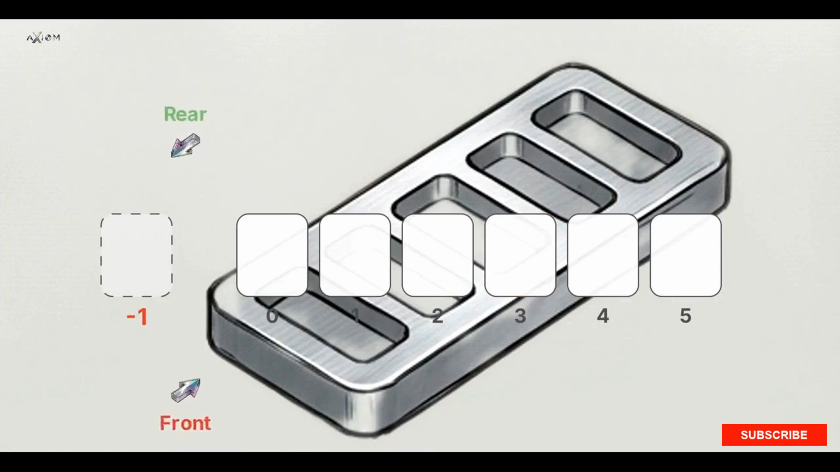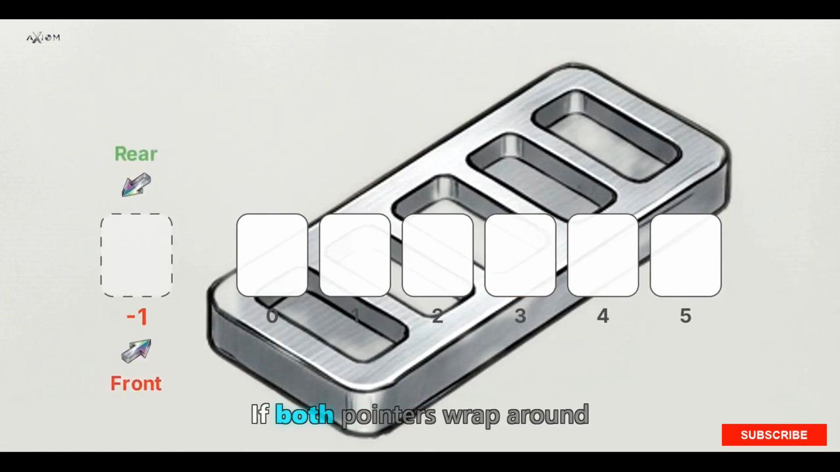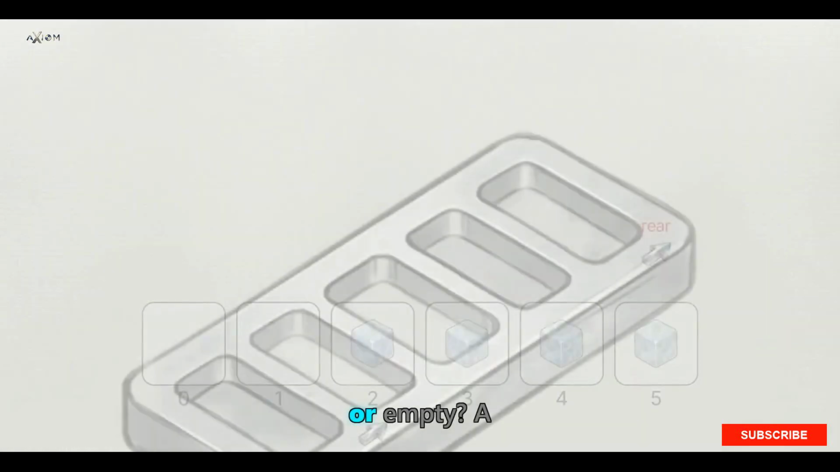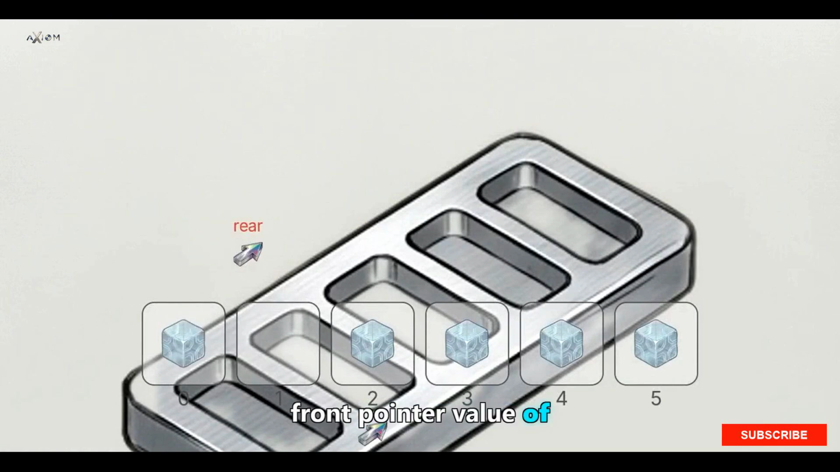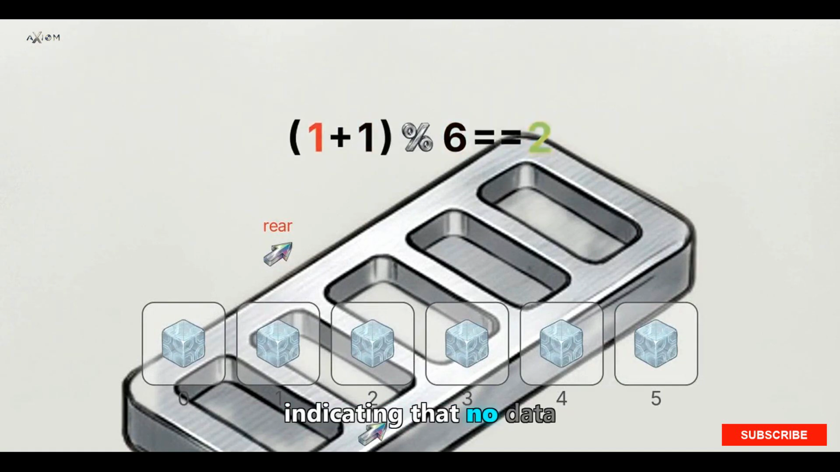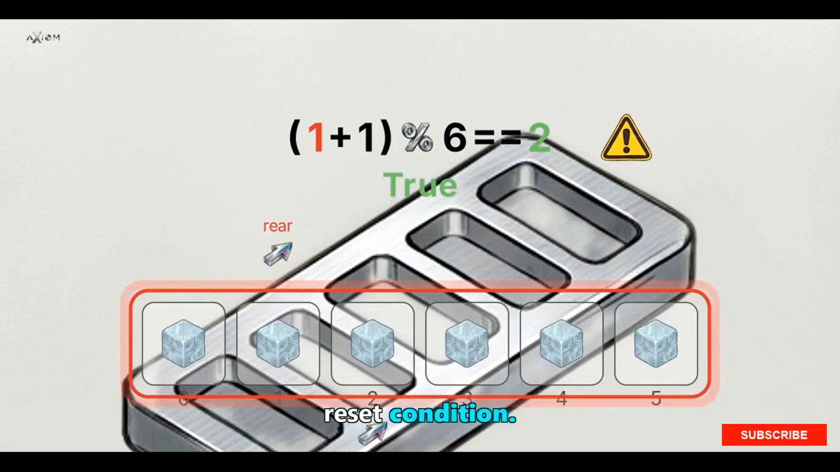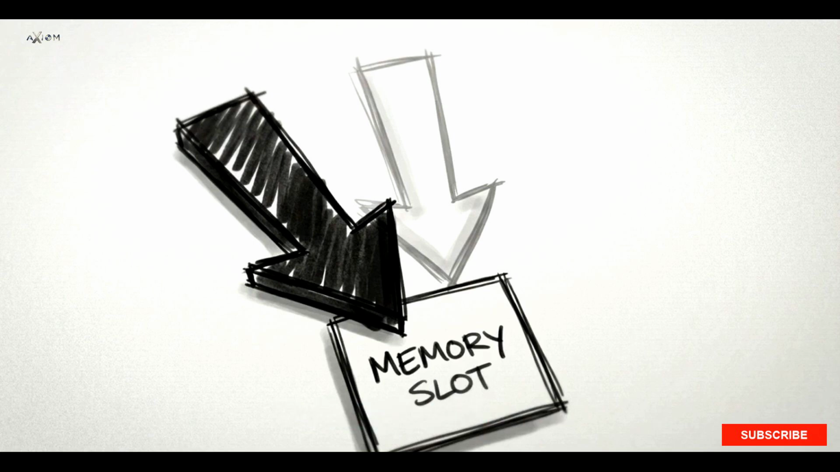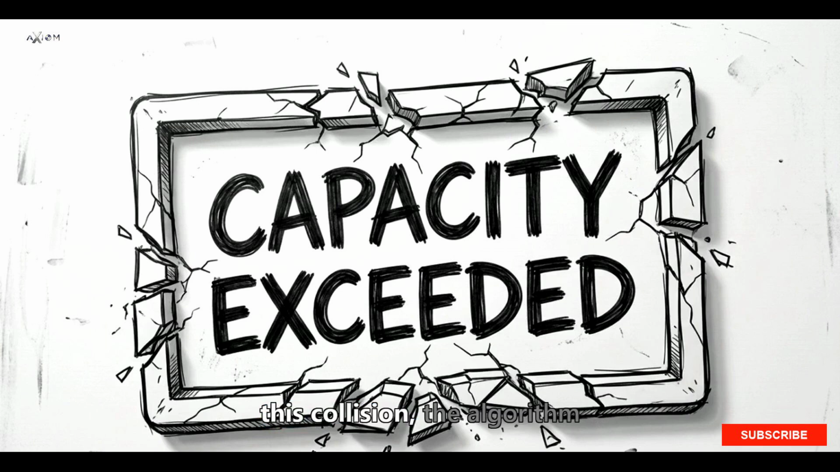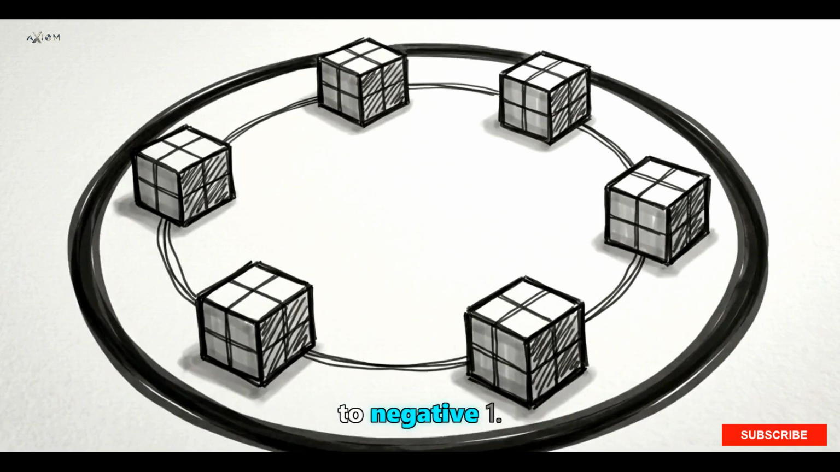This circularity introduces a new question. If both pointers wrap around the array indefinitely, how do we prove the queue is full or empty? A front pointer value of -1 defines the baseline empty state, indicating that no data has been tracked. There is also a specific reset condition. If a dequeue operation causes the front pointer to equal the rear pointer, the last item has been removed from the buffer. Upon this collision, the algorithm manually resets both the front and rear pointers to -1.